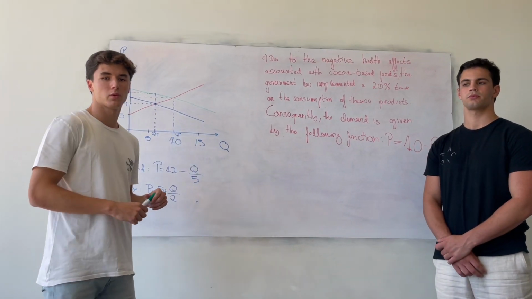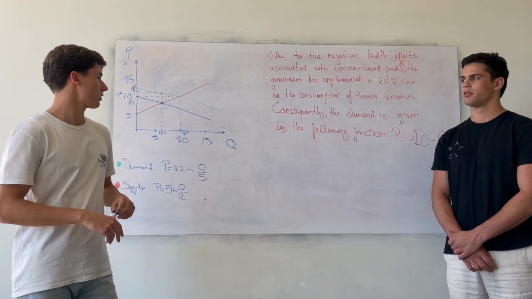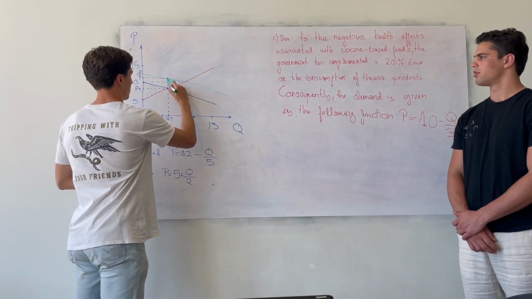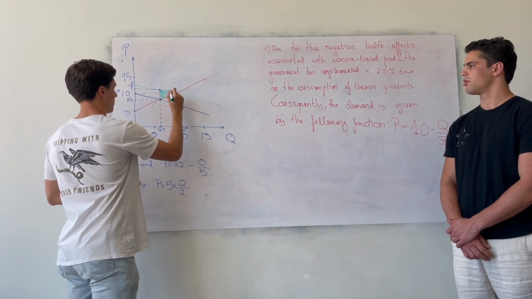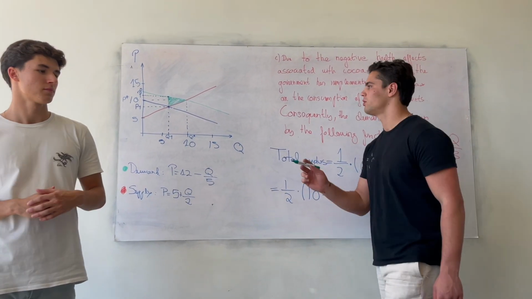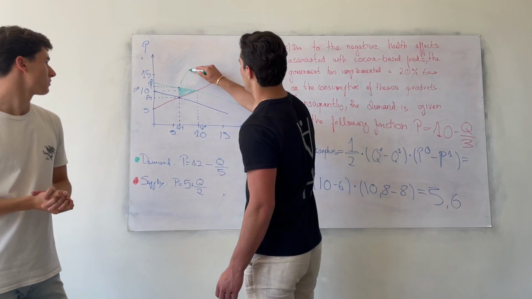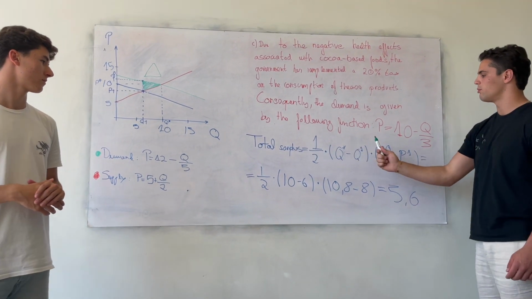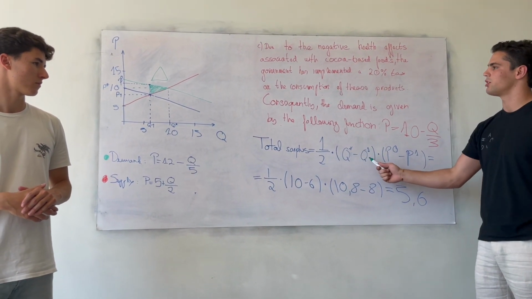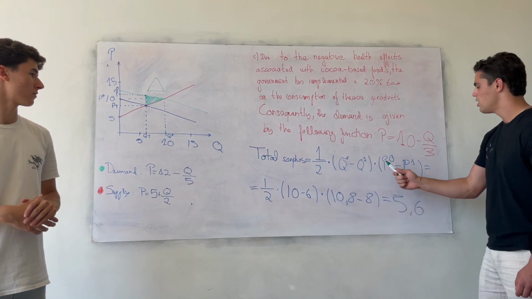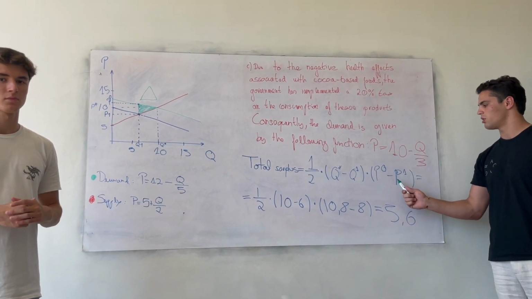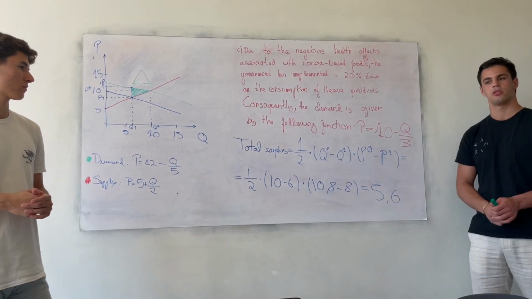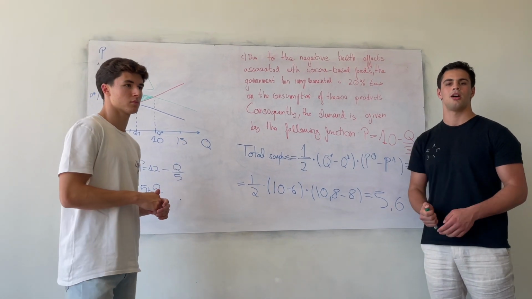So now we need to calculate the total surplus after the tax increase, which is this area. To calculate the area of this triangle, let's rotate it and imagine it like this. Using the formula of the triangle, we do half of the multiplication of the original Q minus the Q1, which is the height of the triangle, times the P0 minus the P1, which is the base. Replacing the values, we obtain 5.6, which corresponds to the total surplus after the tax increase.